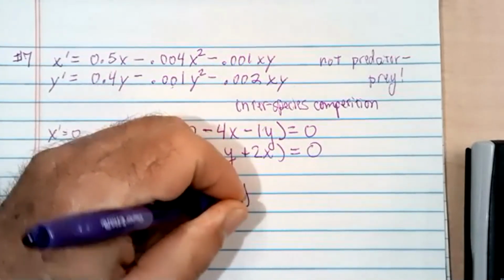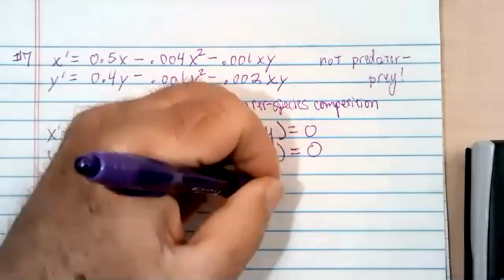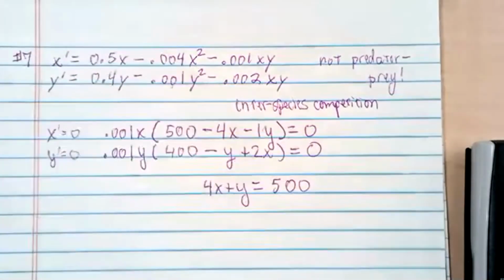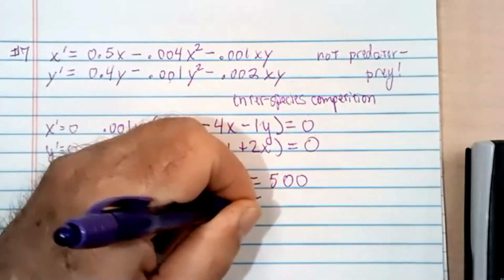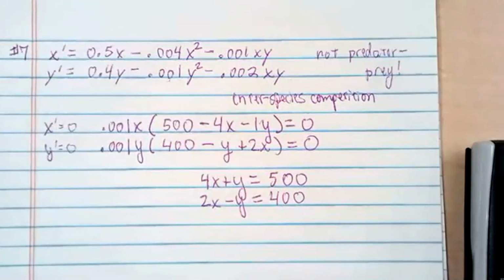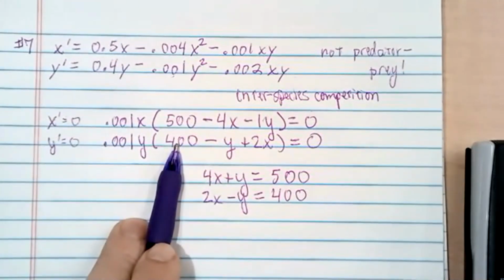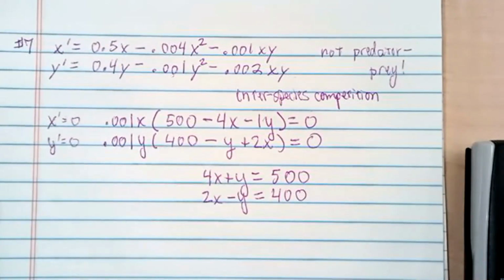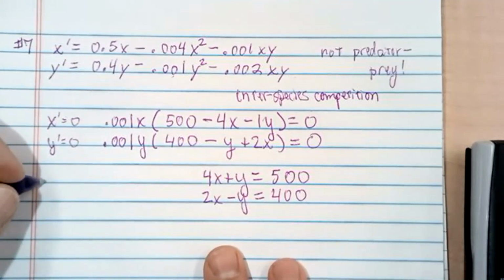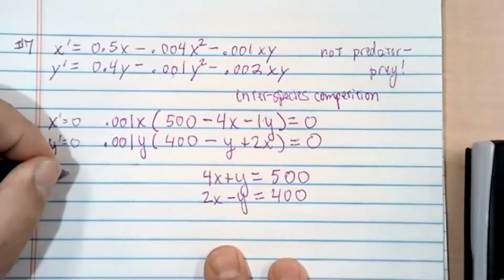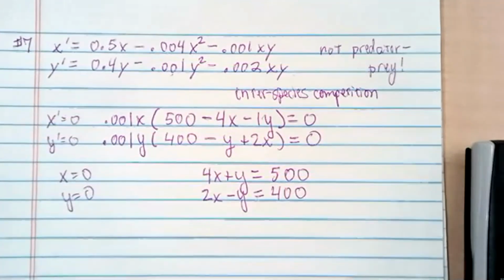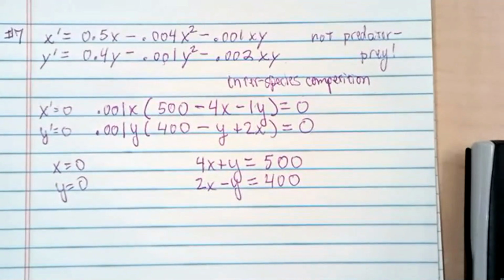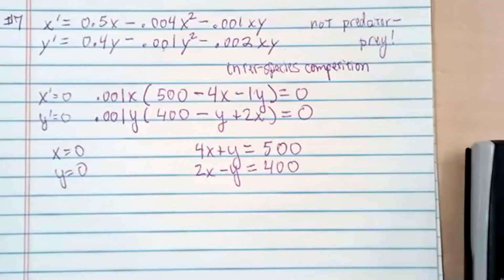4x plus y equals 500 from the first row, and 2x minus y equals 400 from the second row. And then we also have x equals 0 and y equals 0. And we have to think about the ways you could mix and match these. And then you could have a simultaneous solution from that. Yeah, problem?